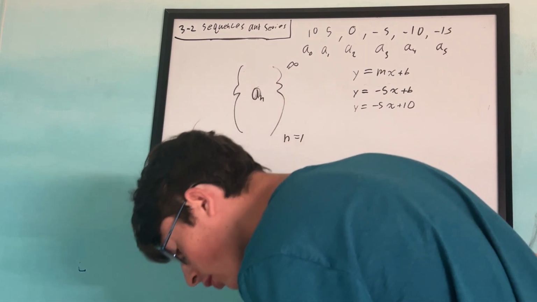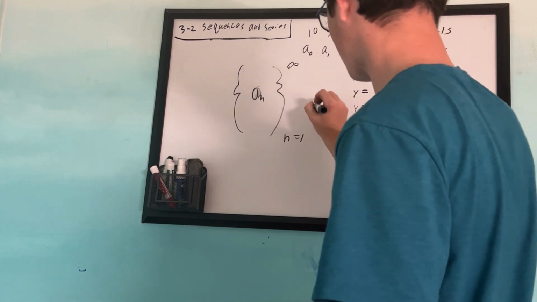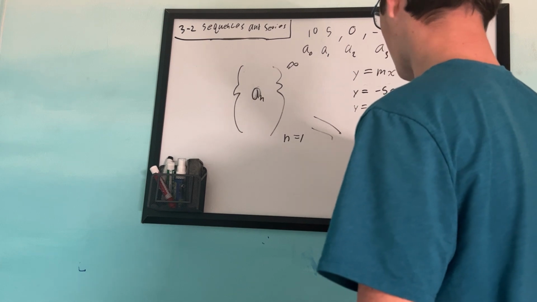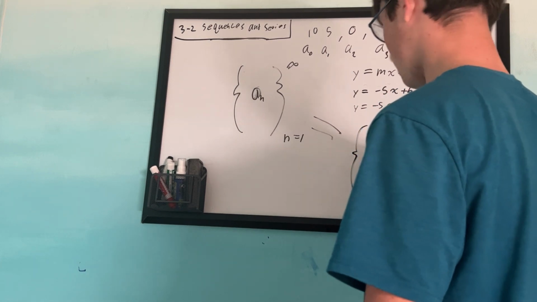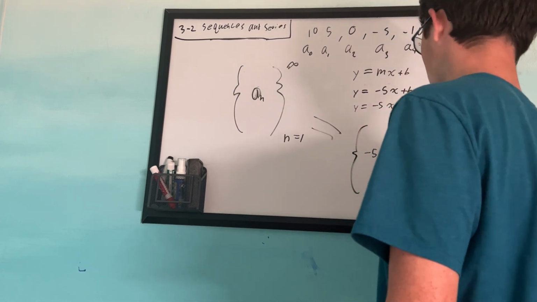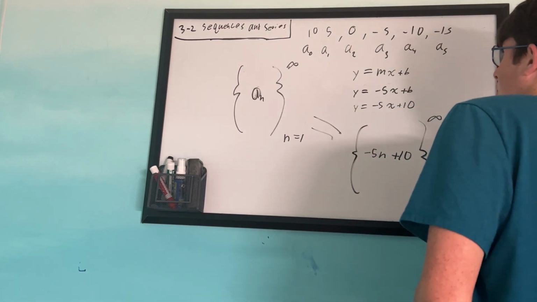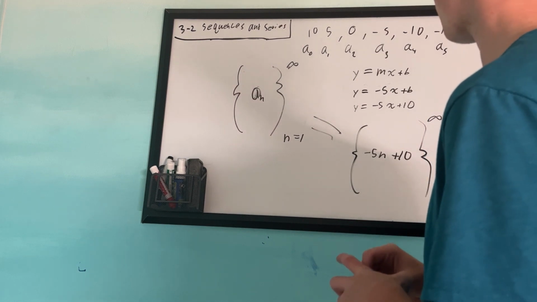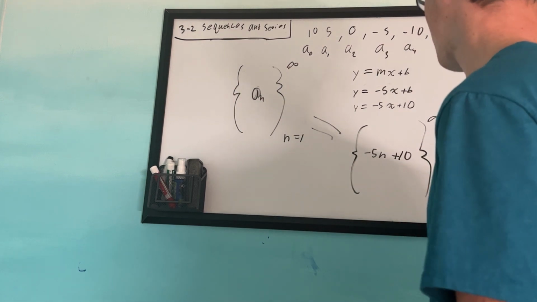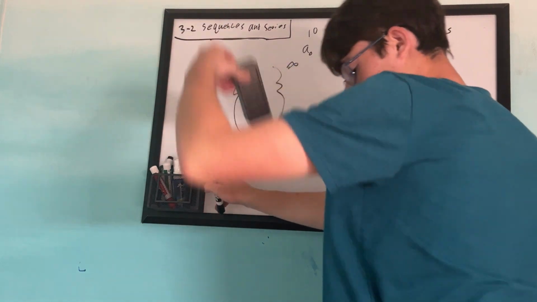And so when we plug this in, this should be equal to negative 5n plus 10 for n equals 1 to infinity. So check this out. Let's say we're looking for a sub 4. Well, we plug 4 in: negative 20 plus 10, negative 10. So this checks out pretty easily for these types of equations.